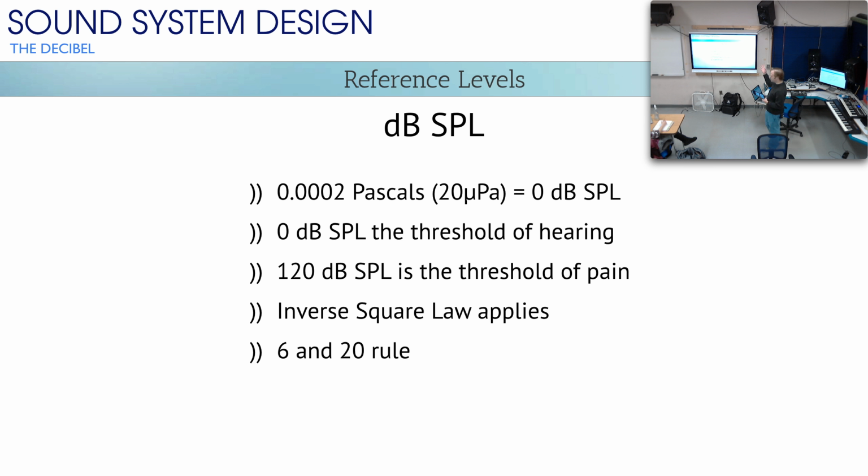So one of these reference levels is called dB SPL. Anytime you see dB and then some combination of one or more letters after it, those letters are referring to some sort of reference level. When you see SPL after your dB, that means sound pressure level. So decibels relative to sound pressure level. And the mutually agreed upon constant here is what's called the threshold of hearing.